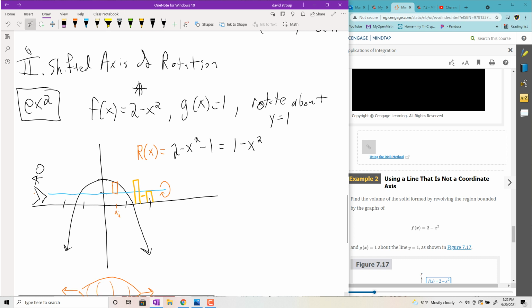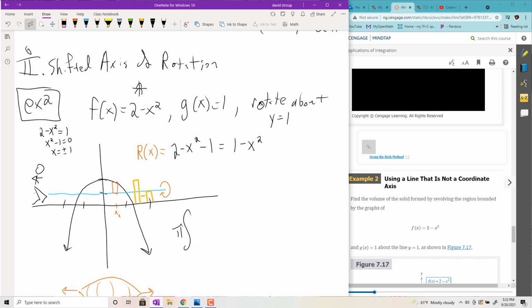And then all you have to do is integrate. It's pi r squared, and we're integrating from the intersection between those. So what is the intersection? I need to set f of x equal to g of x. So 2 minus x squared over here to the left equals 1. X squared minus 1 is 0, so plus or minus 1.